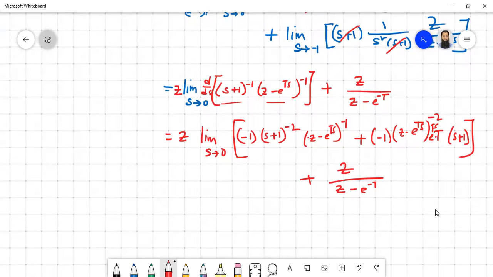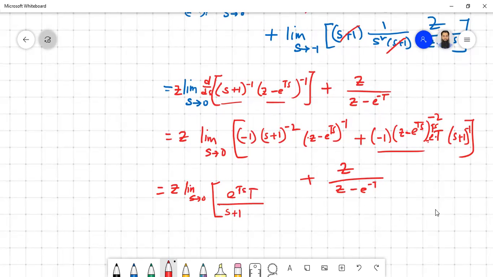So what we have is z, limit s tends to 0. Then you have another thing we have missed, because you have a negative sign here. So the negative sign will also be here. So negative will be positive. So you can write this one first. So basically what we will have is e to the power ts t, then s plus 1, because it was inverse.